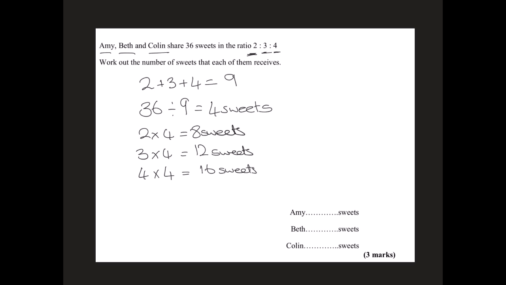So we'll fill our answers in then. Amy 8, Beth 12, and Colin 16. So we want to double check now before we leave this question and move on that we've got this right. So add these up. You have 16 plus 12, which is 28. Plus another 8, which is 36. So yes, this should be correct.